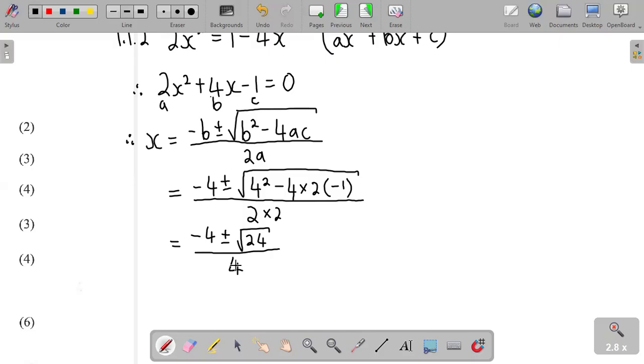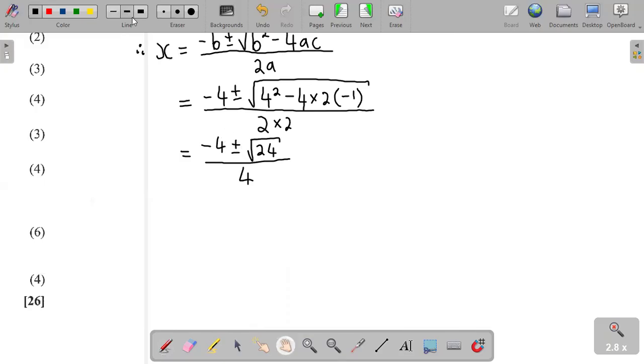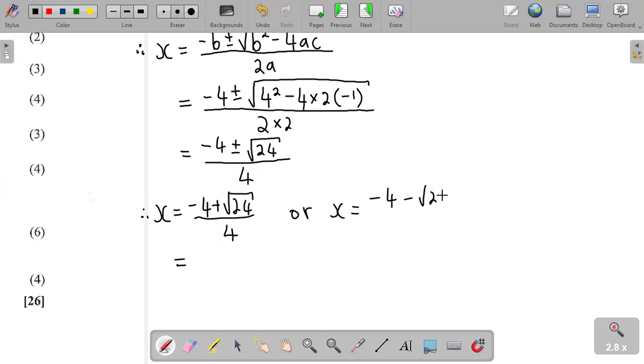So the 24 is what we get inside the brackets. So x is going to be (-4 plus square root 24) over 4, or x equals (-4 minus square root 24) all over 4.